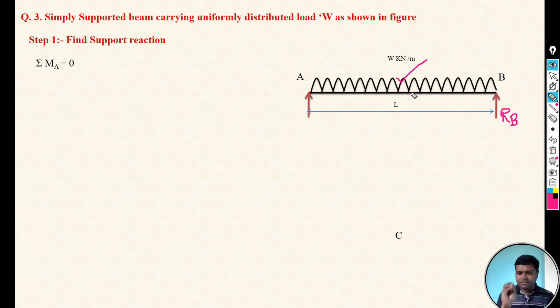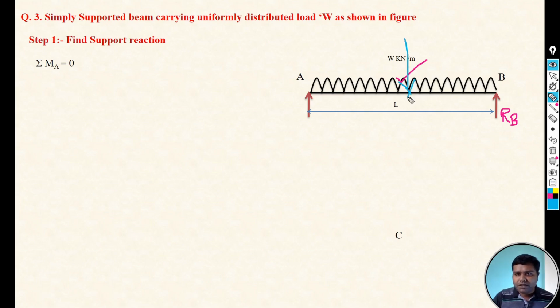And just remember that whatever we are converting that UDL into the point load, it is an imaginary point load. But if we see the actual behavior of your beam under the UDL and under the point load, it is different. Just for calculations we are converting that UDL to the point load. So how can we convert? Just as we have discussed, consider the imaginary point load.